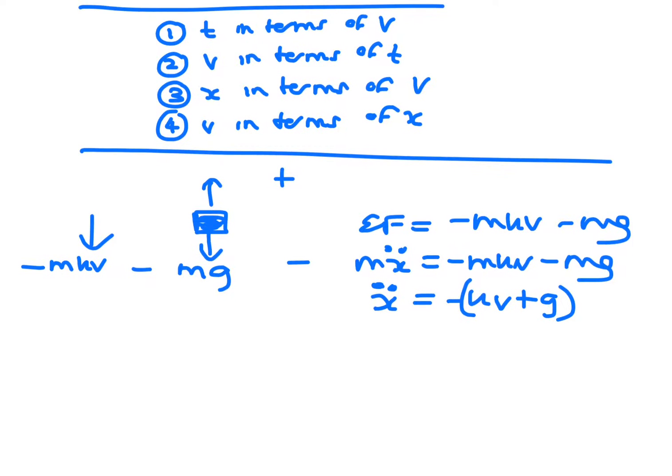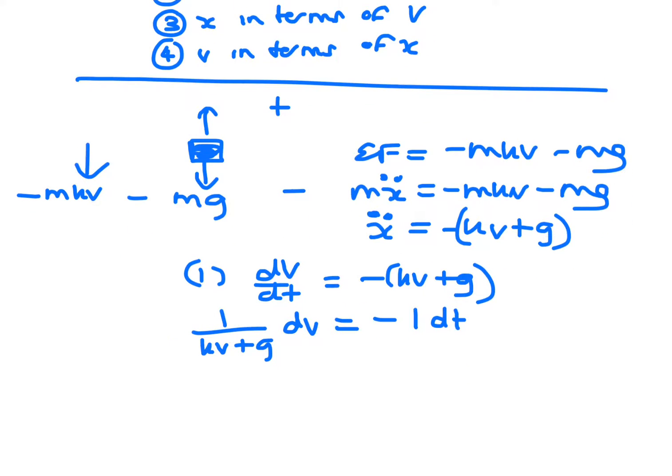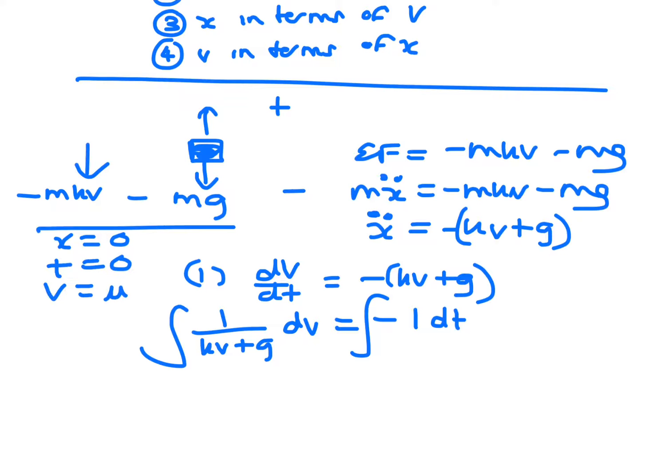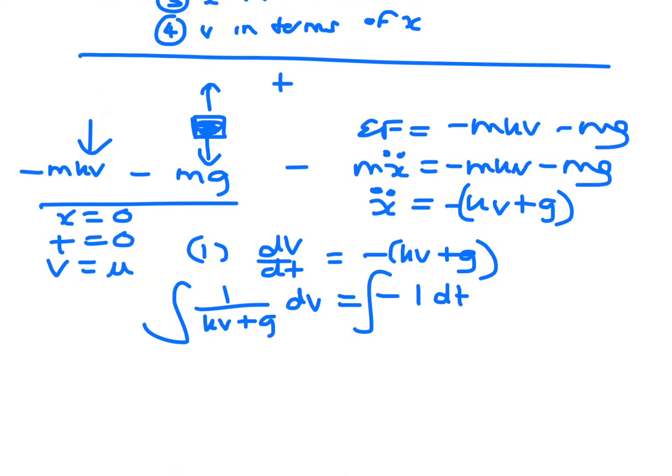So now deriving the equation of motion, if I want to get time, I need dv on dt equals minus (kV plus g). So that means 1 on (kV plus g) dv equals minus 1 dt. Integrate. Now we could do it because we're going up, so that's going to be x is 0, time is 0, and v will be u. I should have said that the initial velocity will equal u.